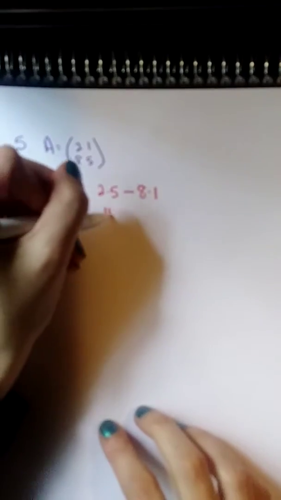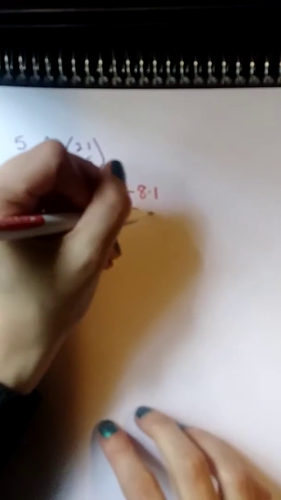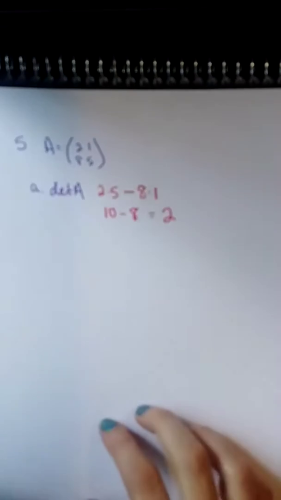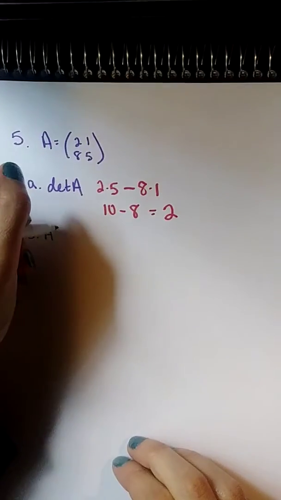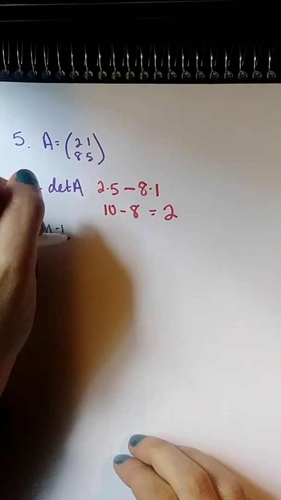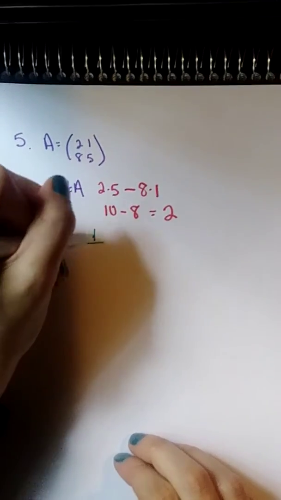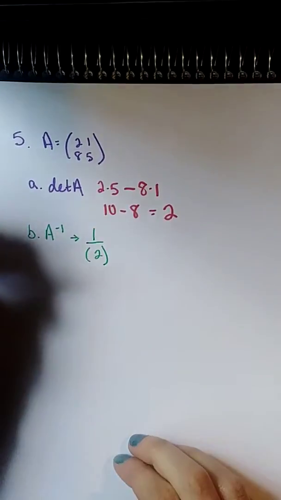So 2 times 5 is 10, minus 8 times 1 is 8. When I subtract, I get the number 2. So my determinant is just the number 2. That's it for part A. For part B, it wants me to find my inverse. And in order to find my inverse, I have to do 1 over my determinant, which is 2.